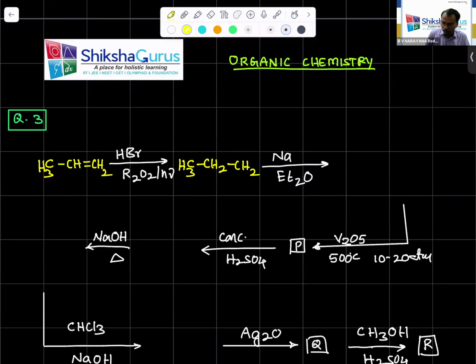What is the anti-Markovnikov product? The reaction follows a free radical mechanism. Normally it is H plus and Br minus, but in the presence of peroxide, it follows a free radical mechanism. In the first step, the bromine radical will attach on the primary carbon. Therefore, it will produce a secondary radical.